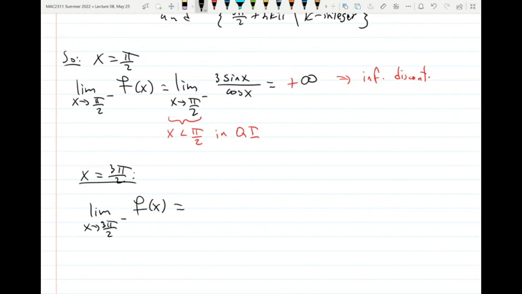Like approaching from the left. Always tell me left. There are more right-handed people in the world.